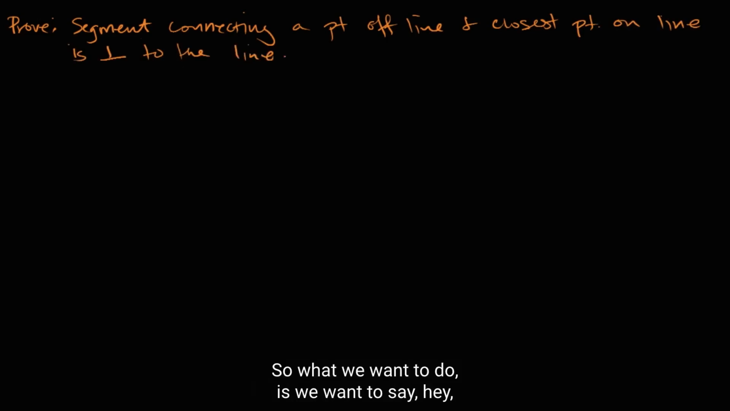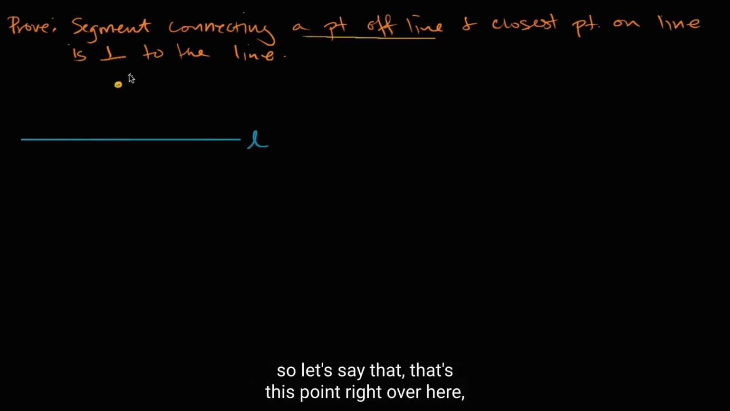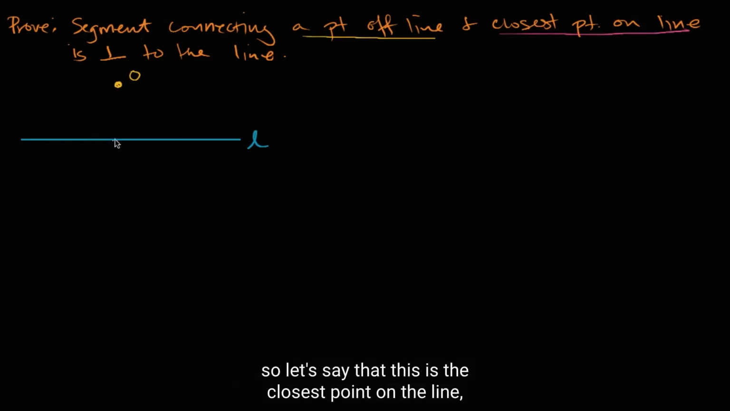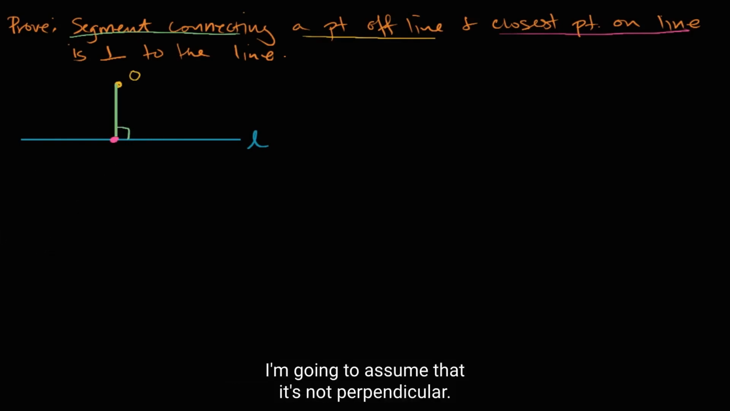So what we want to do is say, hey, if we have some line here, L, and you were to take a point off the line, so let's say at this point right over here, point O, and you want the segment connecting the point off the line to the closest point on the line. So let's say that this is the closest point on the line. We want to feel good that this segment connecting them is going to be perpendicular to the line. That it goes just straight down like that. And I'm going to prove this by contradiction. I'm going to assume that it's not perpendicular.